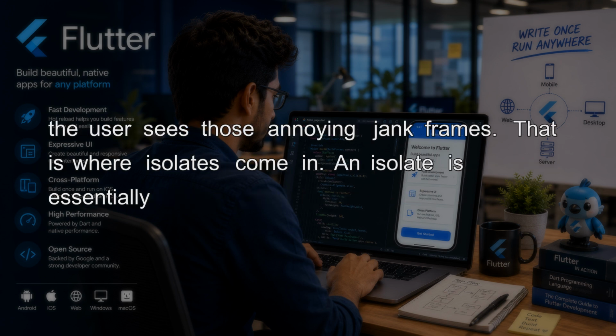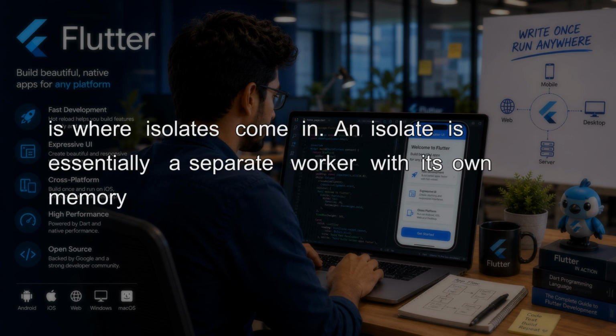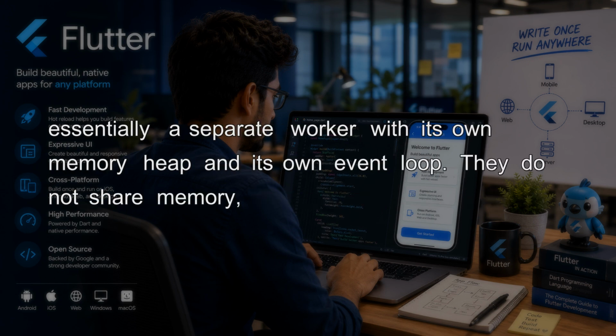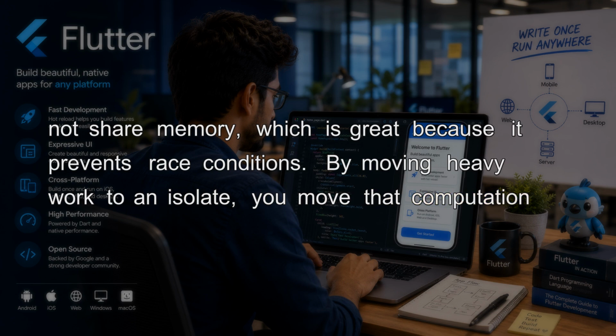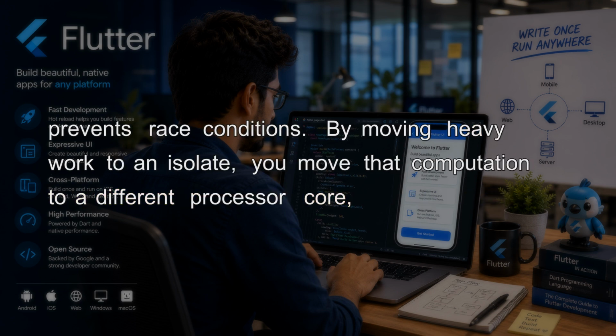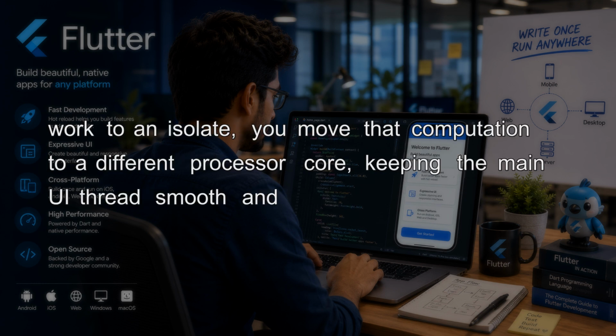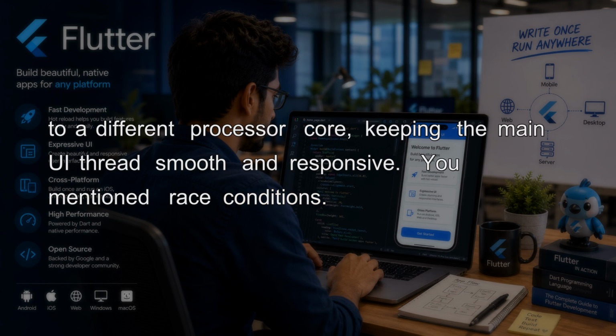An isolate is essentially a separate worker with its own memory heap and its own event loop. They do not share memory, which is great because it prevents race conditions. By moving heavy work to an isolate, you move that computation to a different processor core, keeping the main UI thread smooth and responsive.